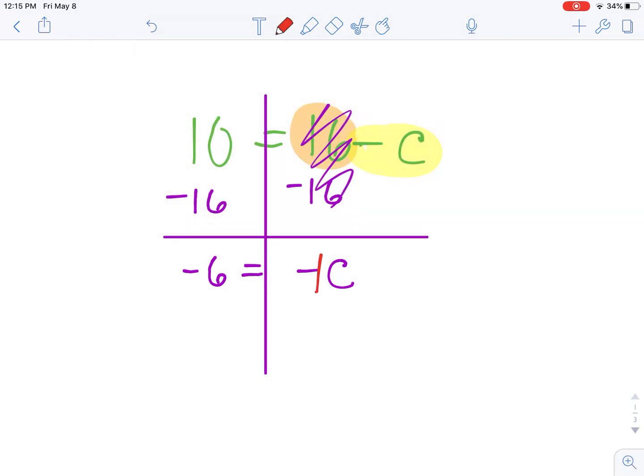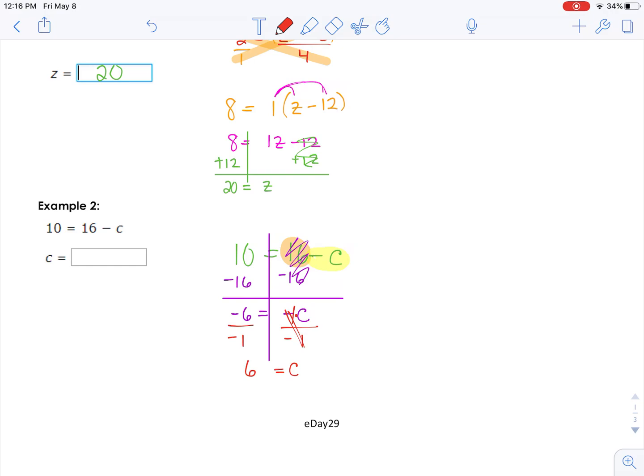What a negative c really is, is a negative 1 being multiplied by that c. So to get c by itself, we're going to divide by negative 1. And negative divided by negative is a positive. So positive 6.